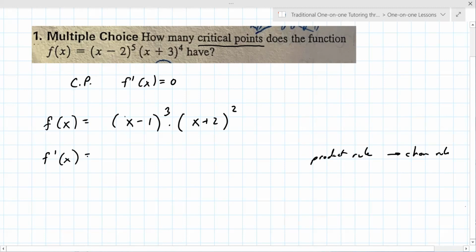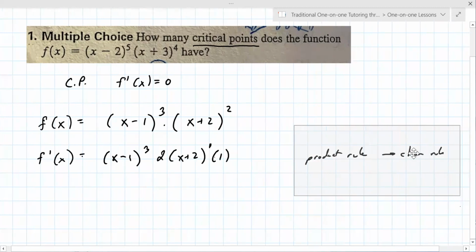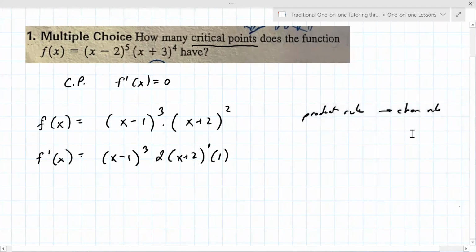Do you like to take the derivative of the first? I keep the first, derivative of the second is 2 times x plus 2 to the power of 1. And then the derivative of the inside function is 1. You have to do that. That's the chain rule part of it. Plus, take the derivative of the first, derivative of the inside is 1, and keep the second as is.